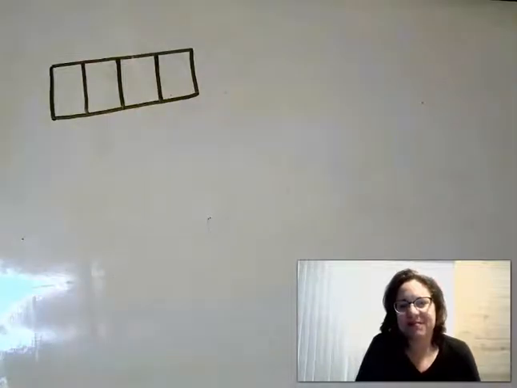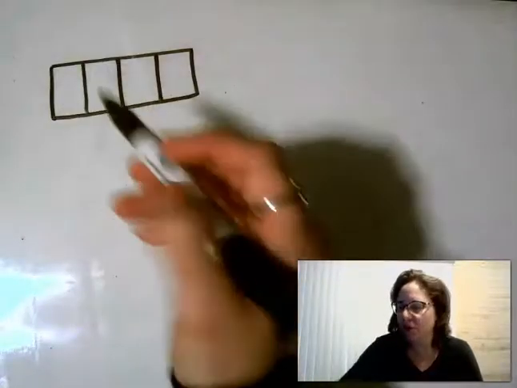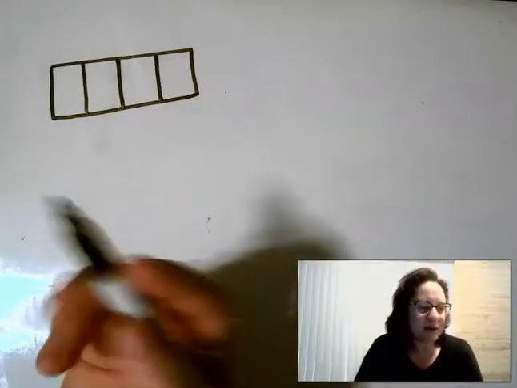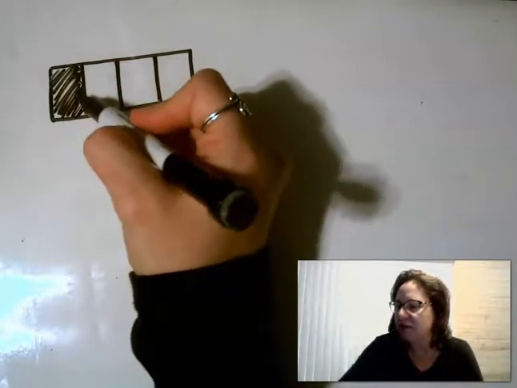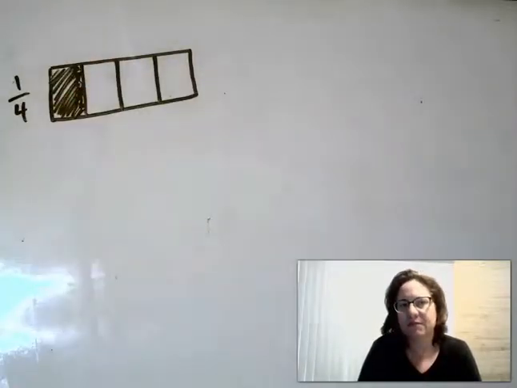Hi everybody, welcome back. So we're talking about equivalent fractions and I wanted us to practice doing some together. So as you can see, I've made a bar with fourths. There are 4 pieces of equal size. If I shade in one of these fourths, I have shaded 1/4, right? One piece out of the 4.